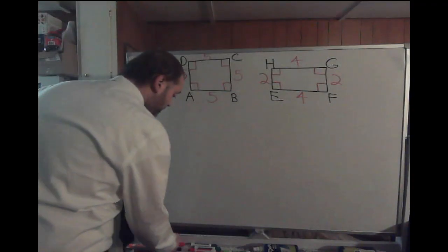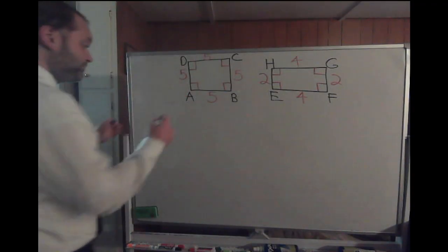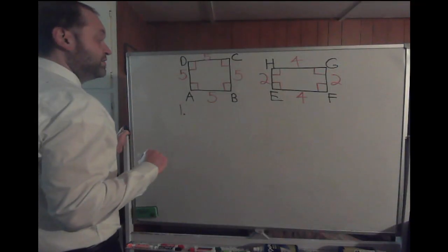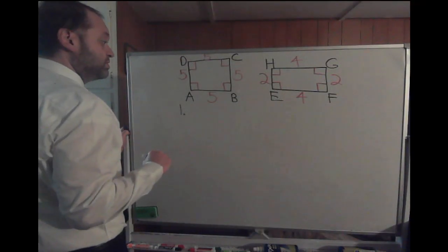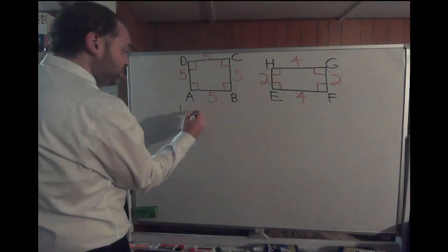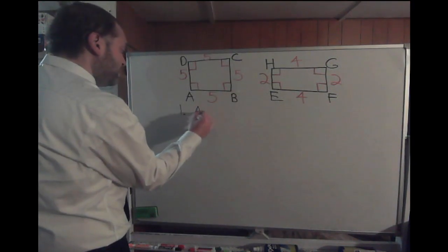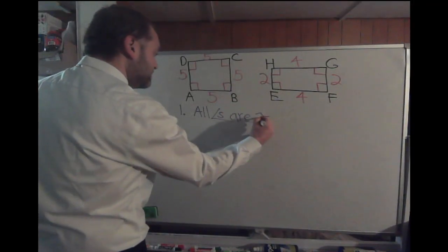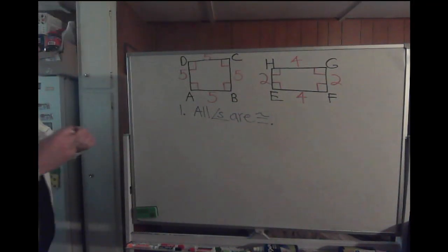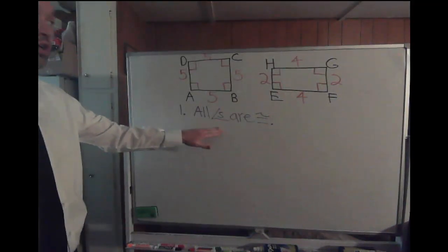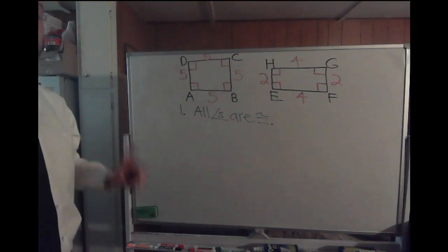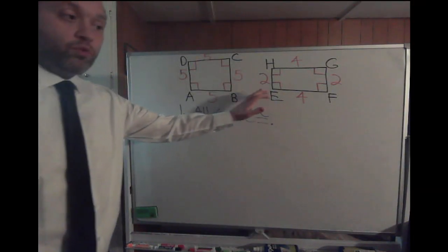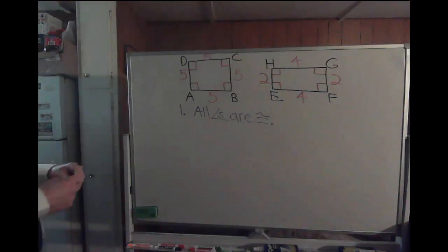Let's do the test for similarity. 1. Let's start with the angles. That's usually the easiest. If you look at the corresponding angles, all angles are right angles, so all angles are congruent. So if you went just based on angles, you could argue that they're similar. But that's not enough. All sides must be in proportion, have the same scale factor.